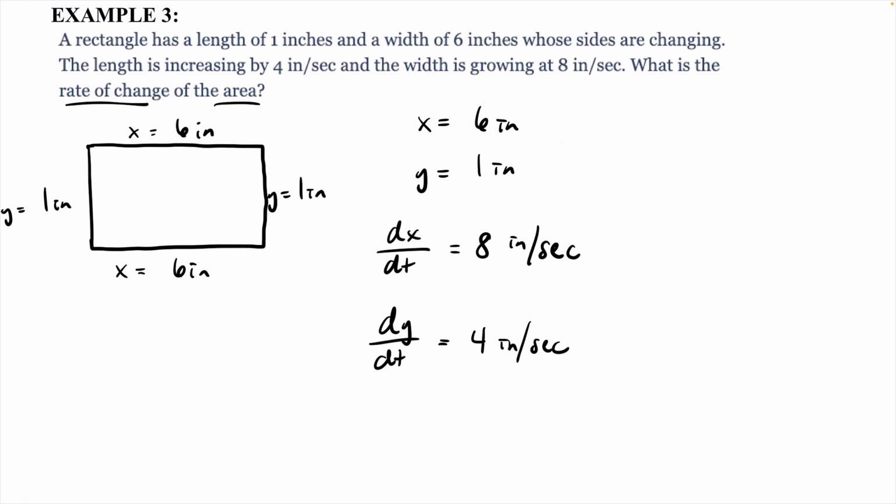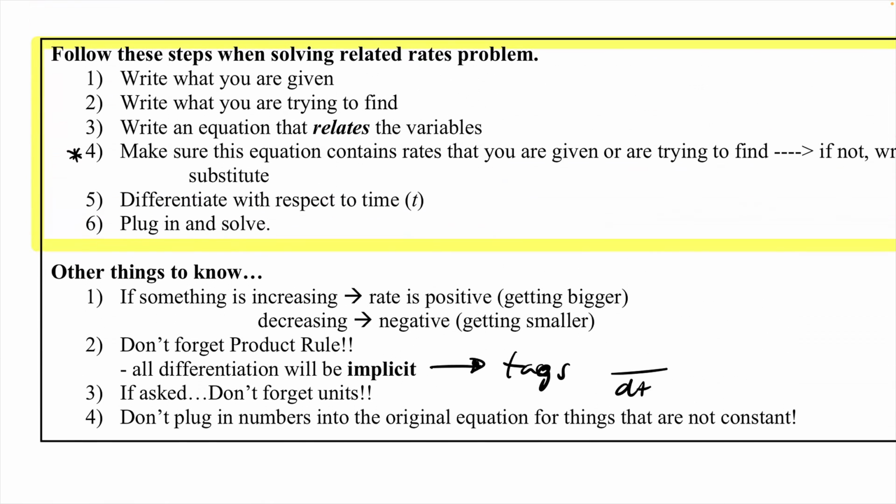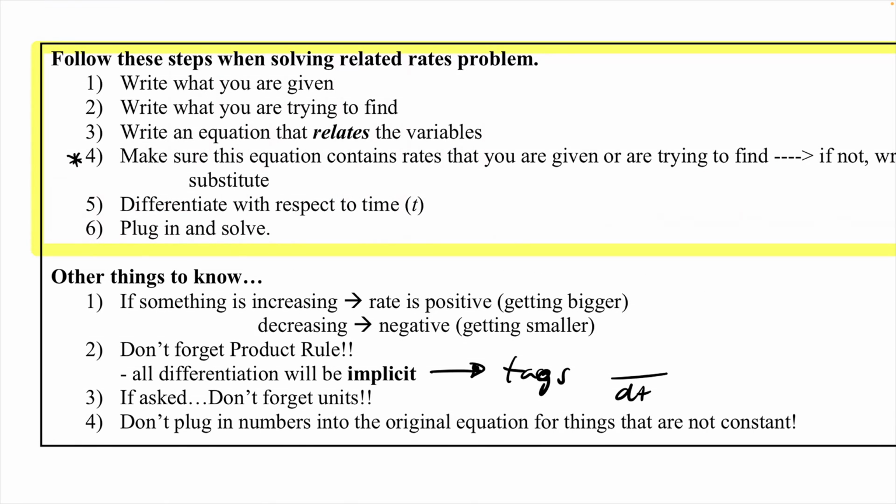Do we know anything else? Do they give us any other given information? No, that's it, that's all we know. Okay, that's step 1. Always list what you're given. Draw a picture if you can. Step 2, write what you are trying to find, in other words, the question.